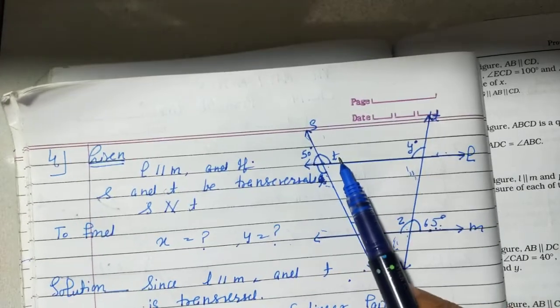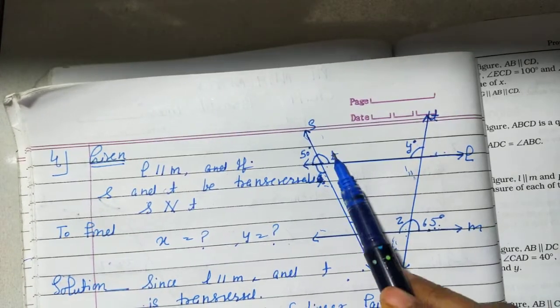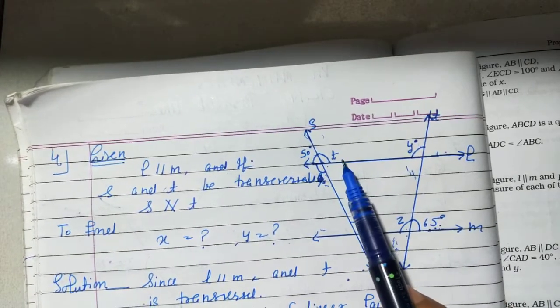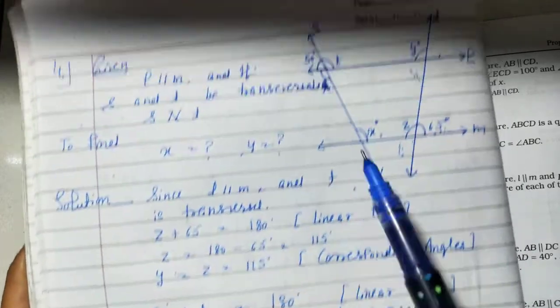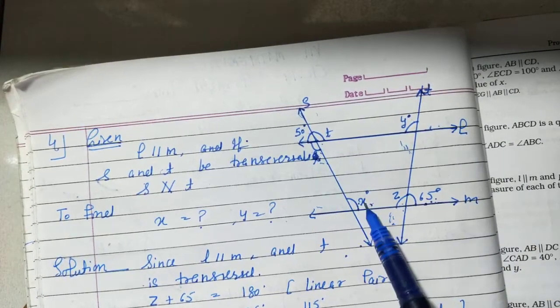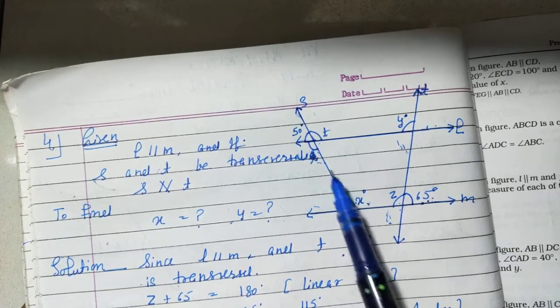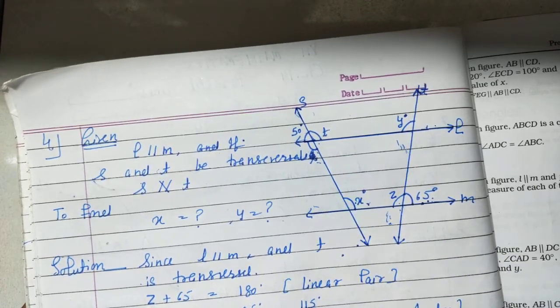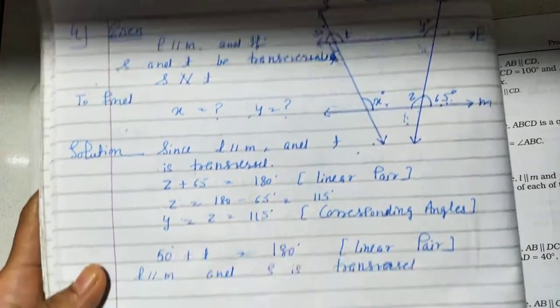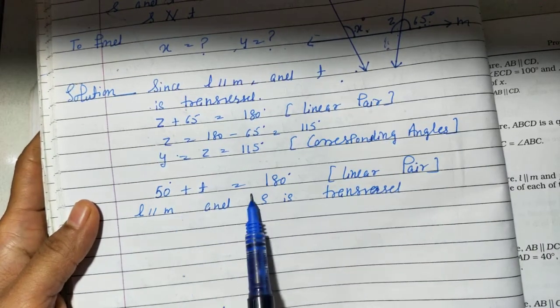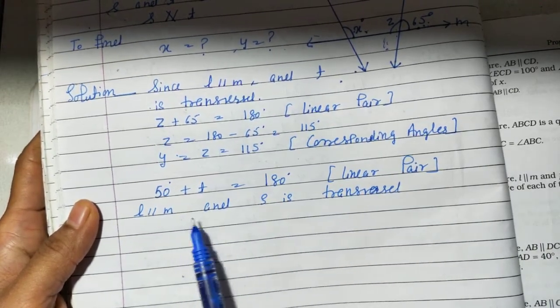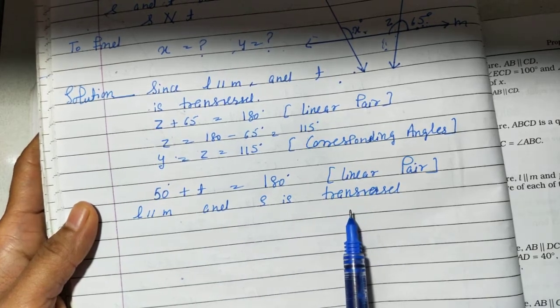If you are considering this one as T, then we'll find X is equal to T by corresponding angles. Okay, class? If you are considering this one as T, then X is equal to T as alternate interior angles. T will be the same in both cases. Yes, 50 plus T is 180, linear pair. L is parallel to M and S is transversal.